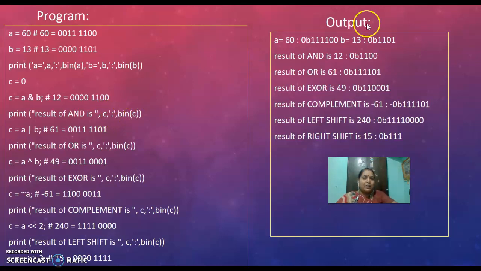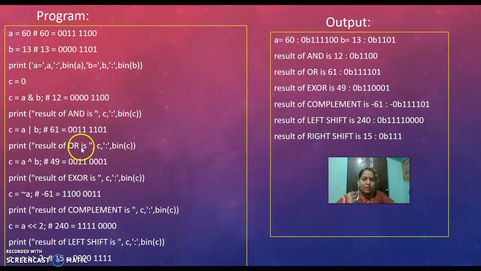You can see here the result of AND is 12, followed by the binary value of 12. Next, C equal to A OR B, that is, this will perform the OR operation between A and B and store the result in C. The result is 61, and the binary value of 61 is this.